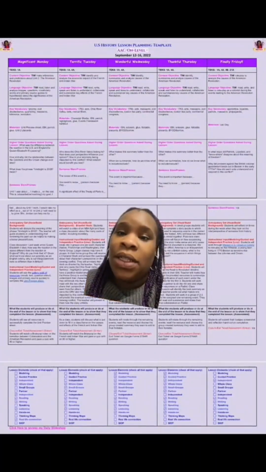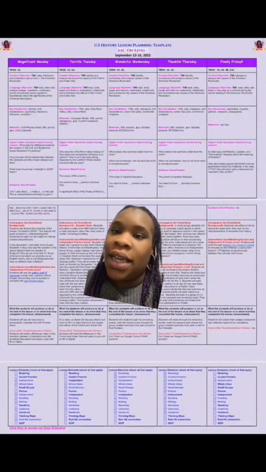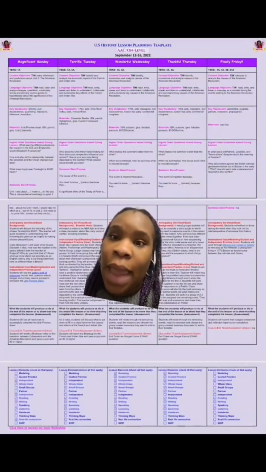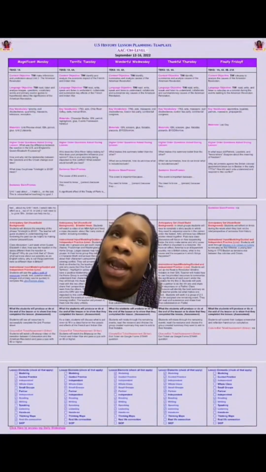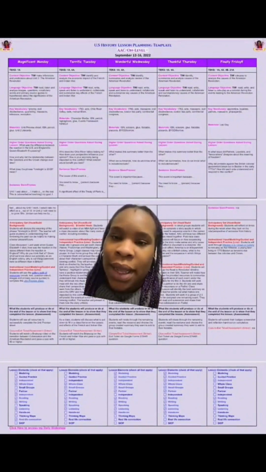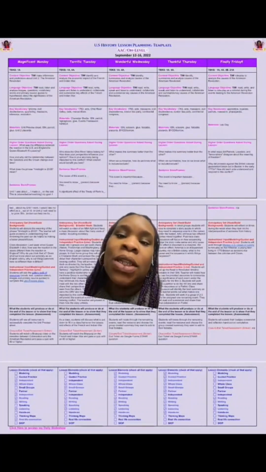So we have to have the TEKS, which are our standards in Texas. We have to have the content objective, the language objective. We have to have the vocabulary that we're going to be using, what materials we're going to be using. Then we have to break down, I teach history, so we do a hook, line, sinker type of format. So we have to have all of that.